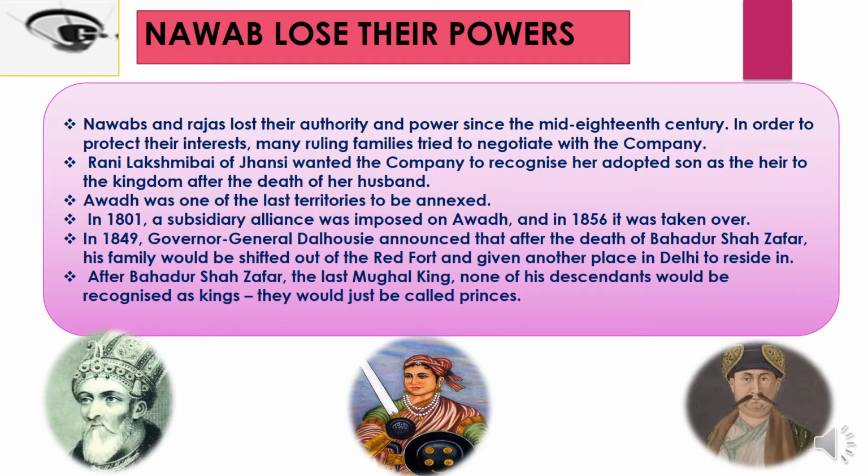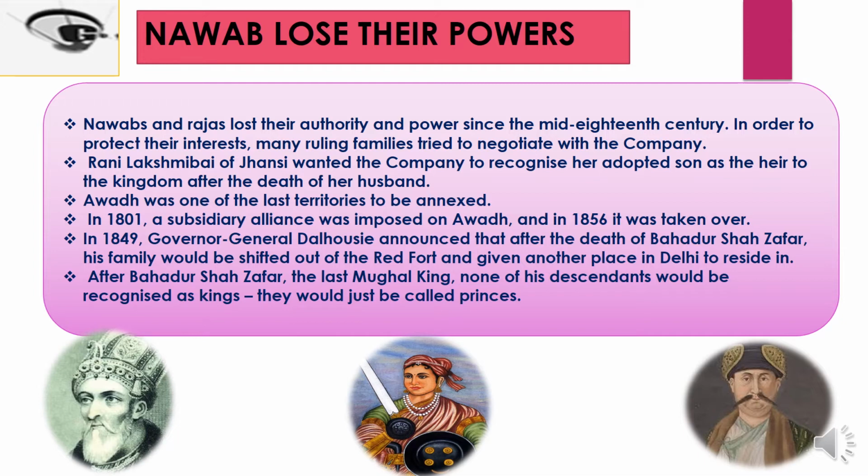Nawabs lose their powers. Children, in the previous chapter, we understood how the Nawabs lost their power in front of the British, how the powers were taken away by the British from the Nawabs. Since the mid 18th century, Nawabs and Rajas had seen their power erode, meaning their power was taken away by the British. They had gradually lost their authority and honor. Residents had also been sanctioned in many courts. The freedom of rulers reduced.